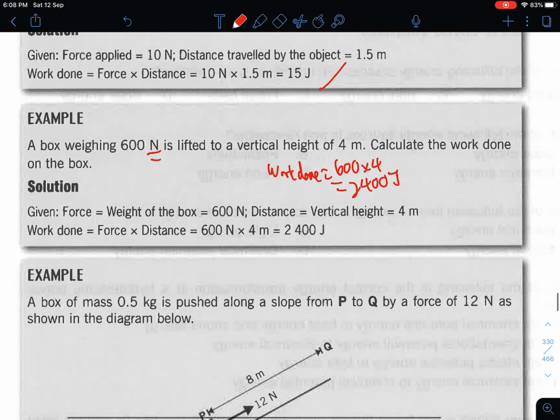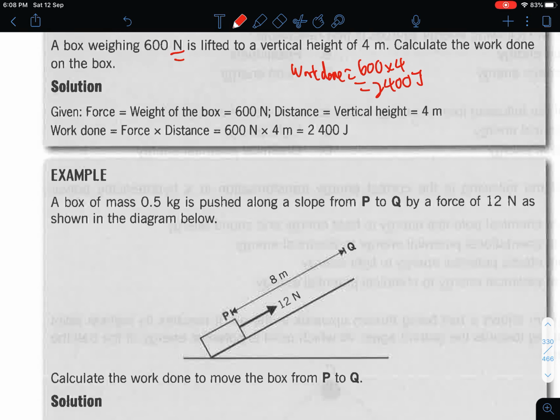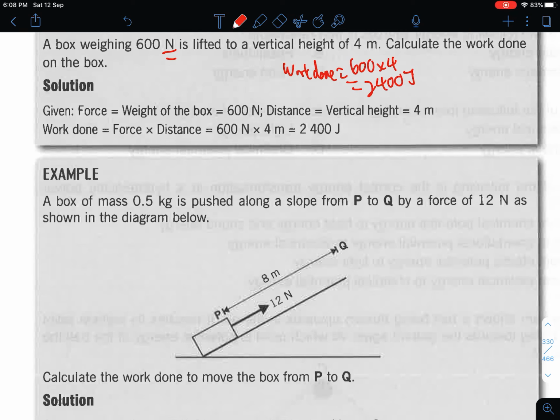Now, a mass of 0.5 kg is pushed along a slope from P to Q by a force of 12 newton, as shown in the diagram. Calculate the work done to move from P to Q. So this one, it will just be again 12 times 8, 96 joules.